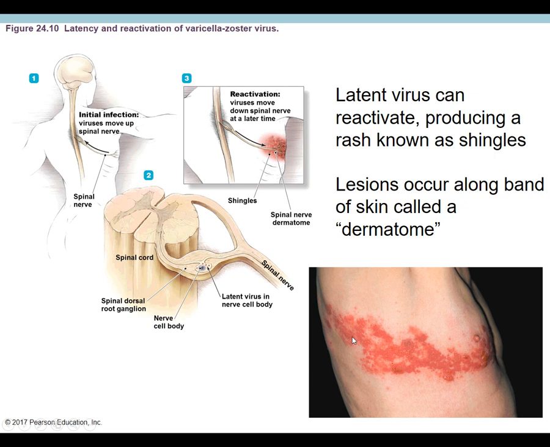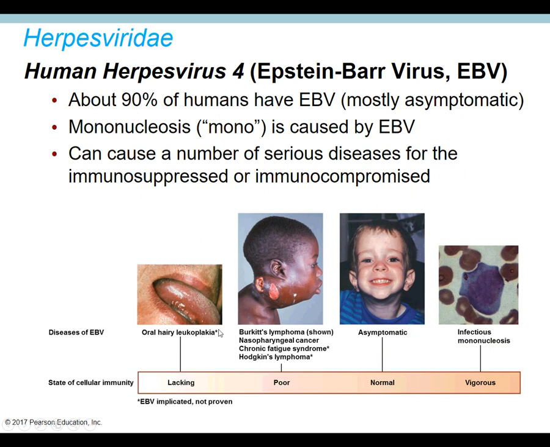You can have this band, that's very common. I've heard of other patterns of reemergence, but you get this very thick band of a rash. Instead of just little dots all over your body, you have a more concentrated rash for shingles.